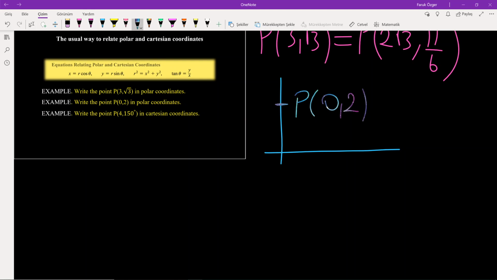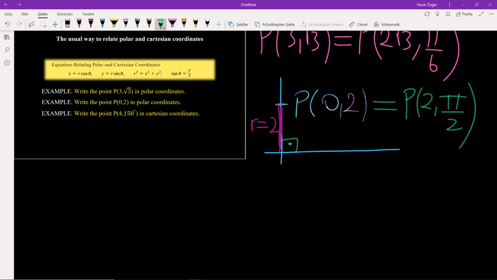So the distance from the origin to the point is r. So it's obviously 2. r is 2, very simple. And what about theta? Theta is also very simple. It is obvious. Theta is 90 degrees. So this point is equal to r is 2, 90 degrees, pi over 2.